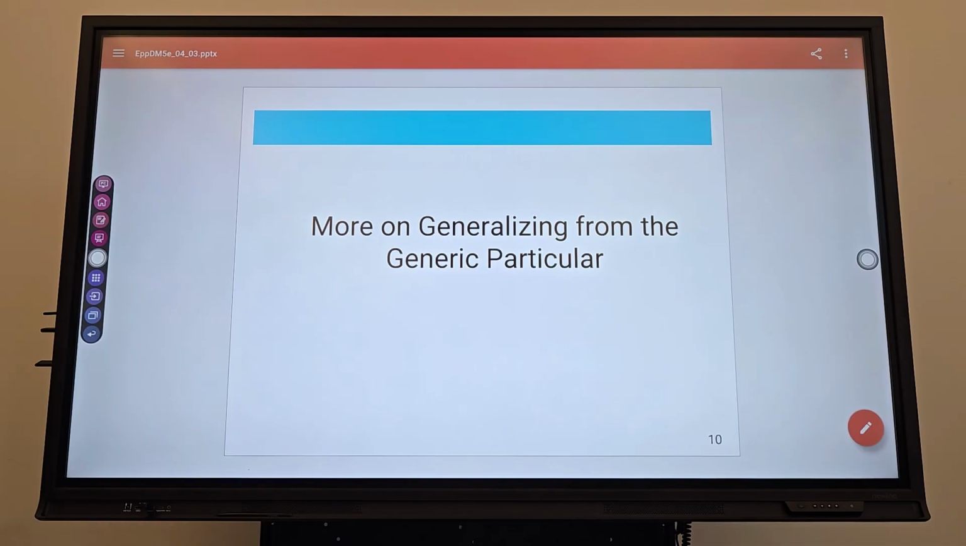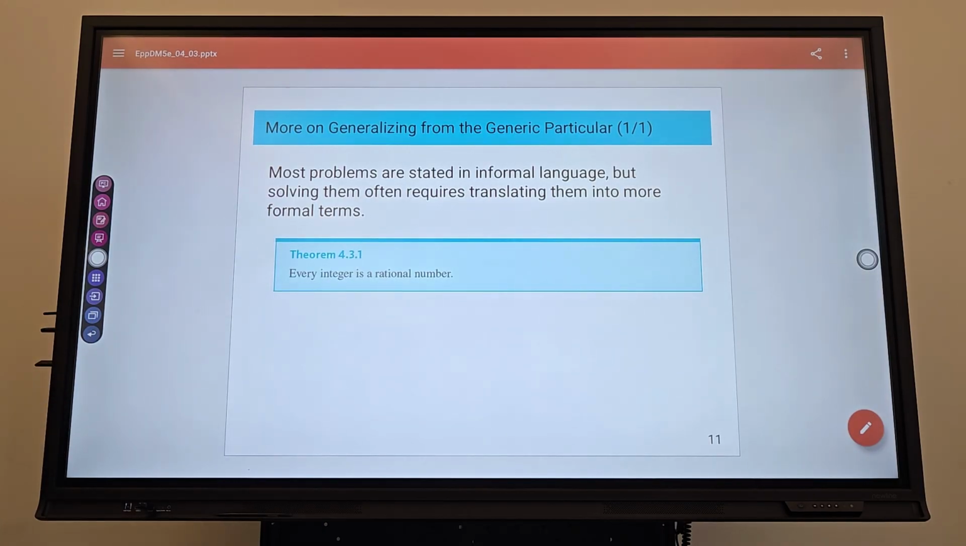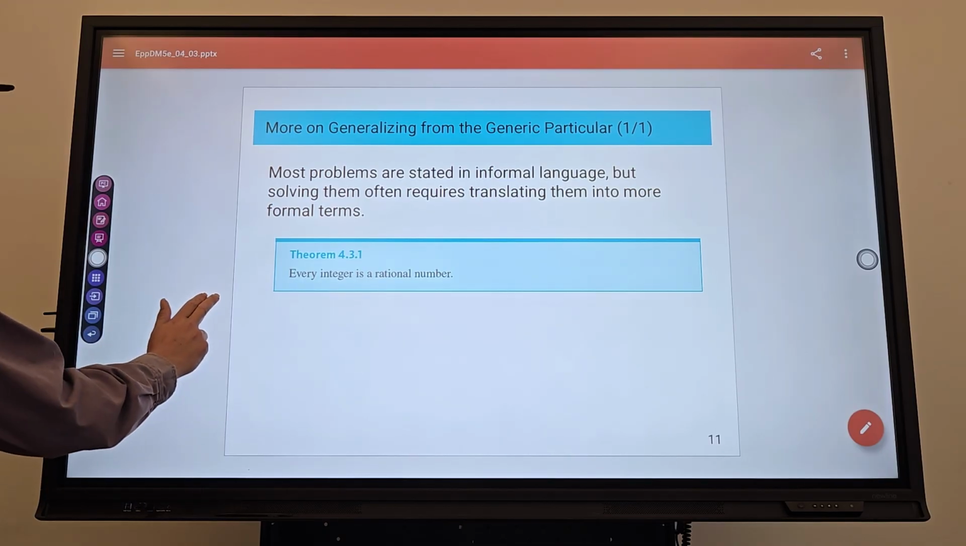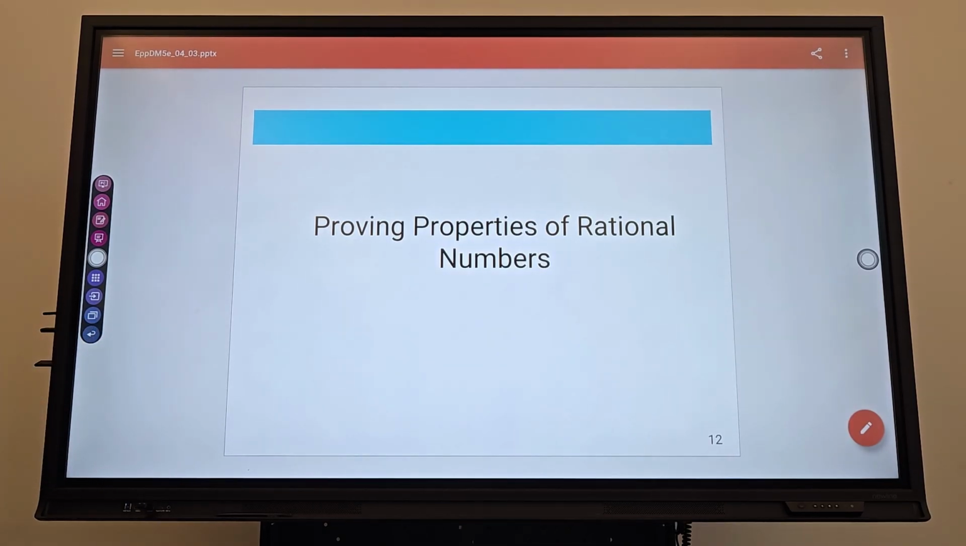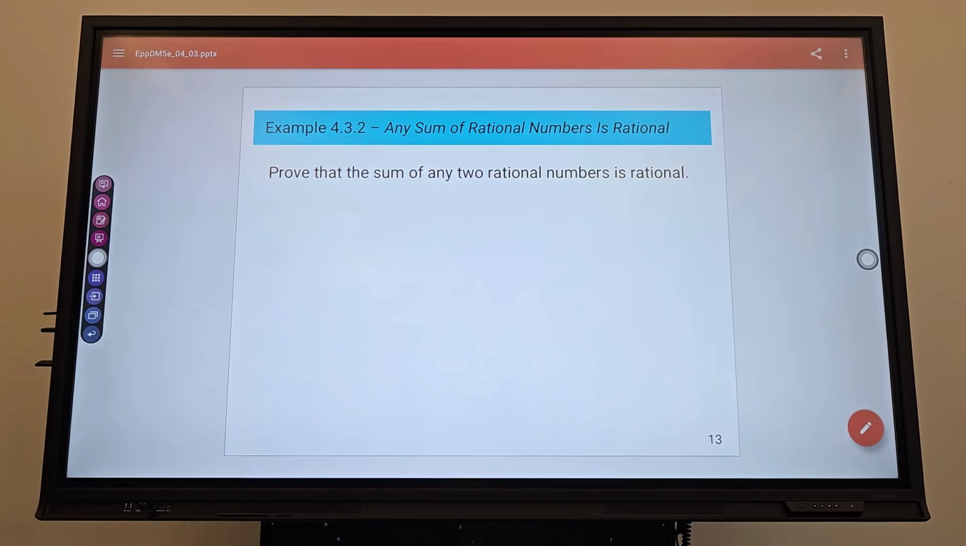More generalizing from the generic particular. Most problems are stated in informal language, but solving them often requires translating them into more formal terms. Theorem 431: every integer is a rational number. Proving properties of rational numbers: prove that the sum of any two rational numbers is rational.